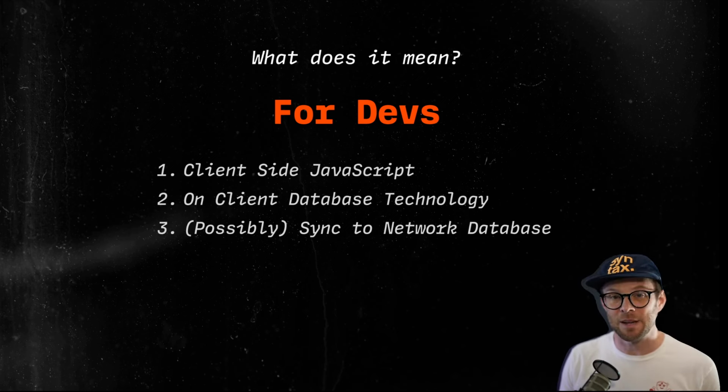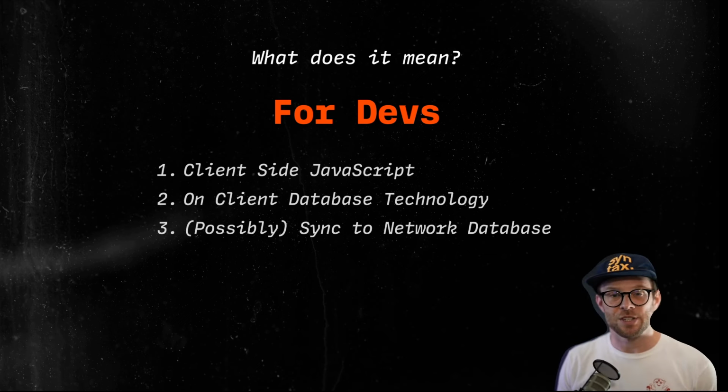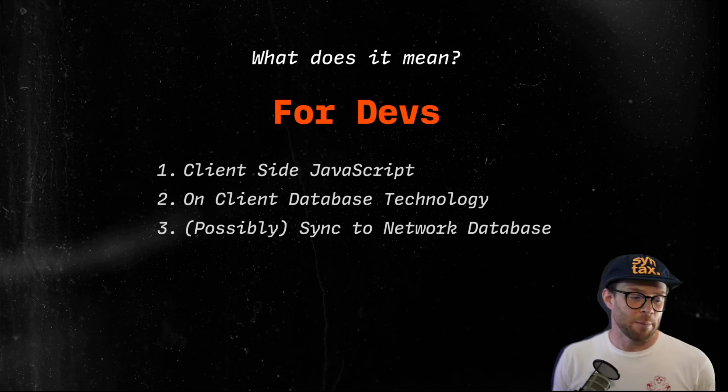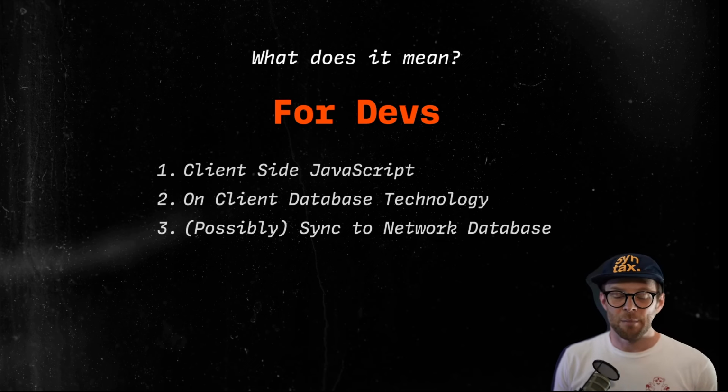2, on-client database technology. Typically, this could be something like an IndexedDB, which is kind of the easiest option. There are people putting Postgres via WASM in the browser. There's people doing SQLite in the browser, but you can get by doing a lot with just IndexedDB.